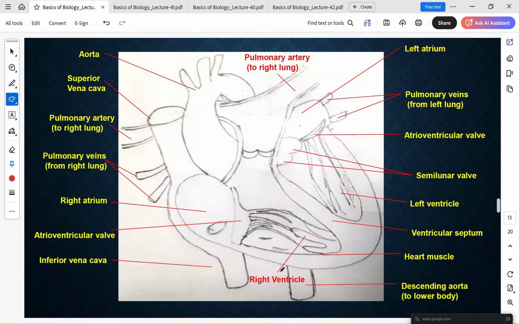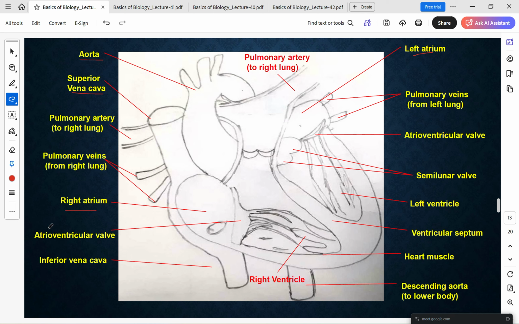Okay, so a human heart looks something like this. Aorta, superior vena cava, pulmonary artery, pulmonary veins, all of these are major blood vessels that originate from the heart and send blood to different portions. There is the right atrium here, the left atrium here, left ventricle, right ventricle.